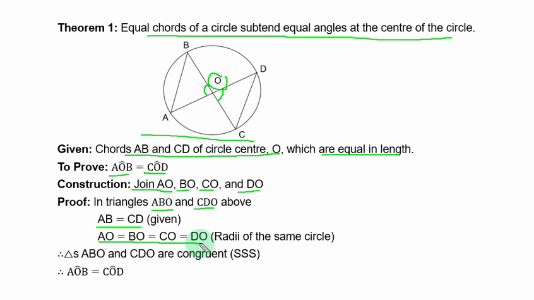Because this is true, you have it that triangles ABO and CDO are congruent triangles. What is the reason? All sides are equal. That is S, S, and S. Because of these reasons, we have it that angle AOB is equal to angle COD.